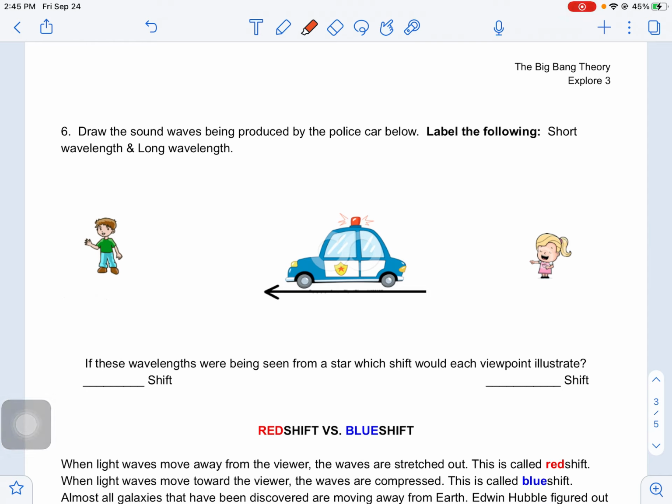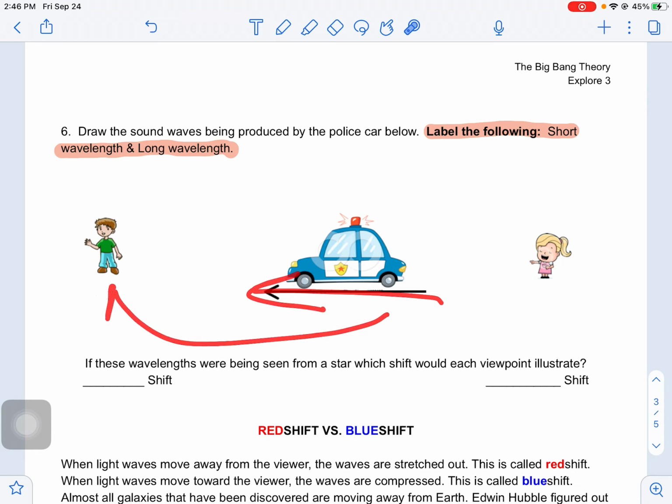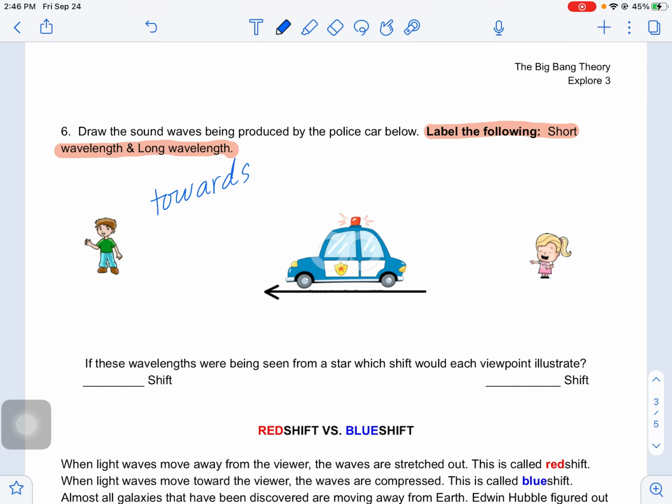Here we're pulling it all together with a visual. We want to draw the sound waves being produced by the police car and label the following as short or long wave. So here's our police car. We can see the arrow here means it's moving towards the boy and away from the girl. So I want to start with those labels. Towards the boy, away from the girl.